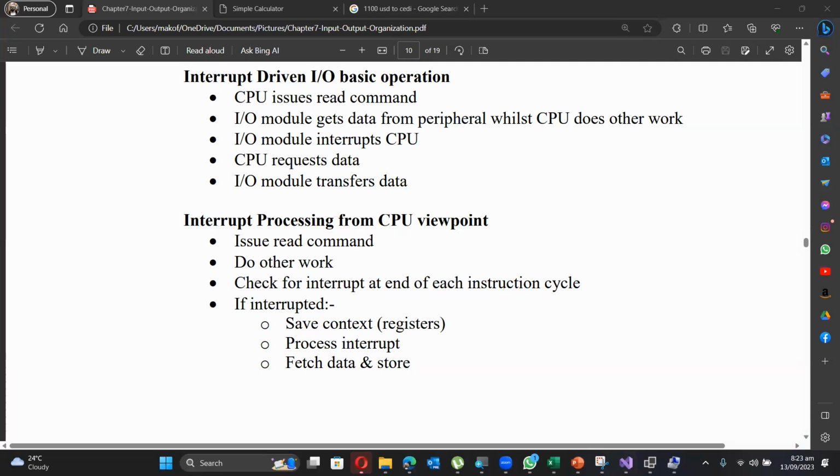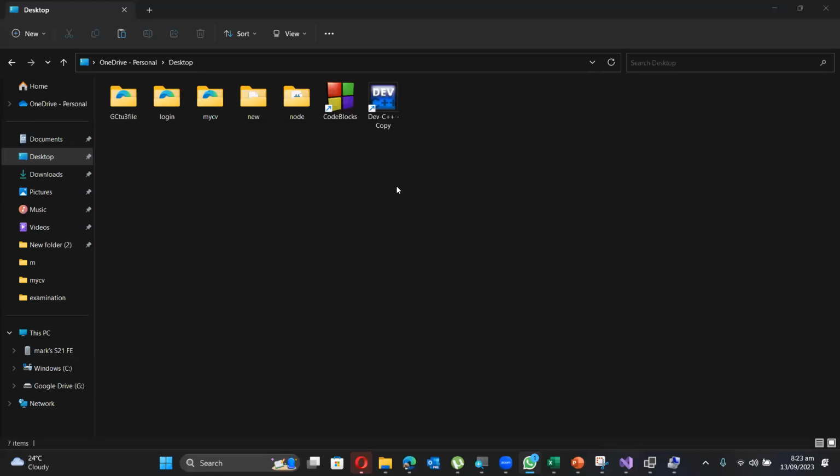Is that the cause of the IO module content? Oh no, that's not a cause of the IO module content.